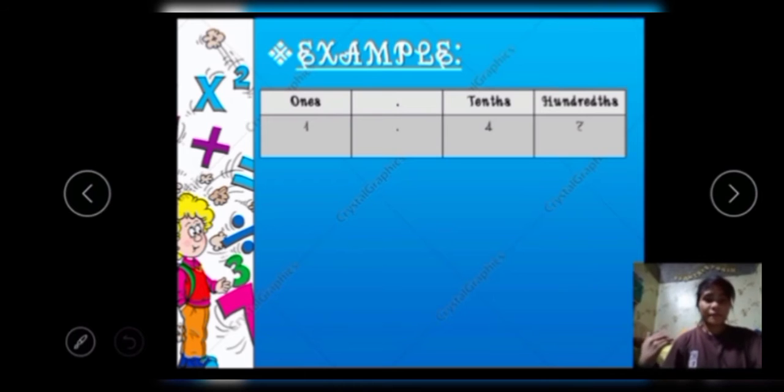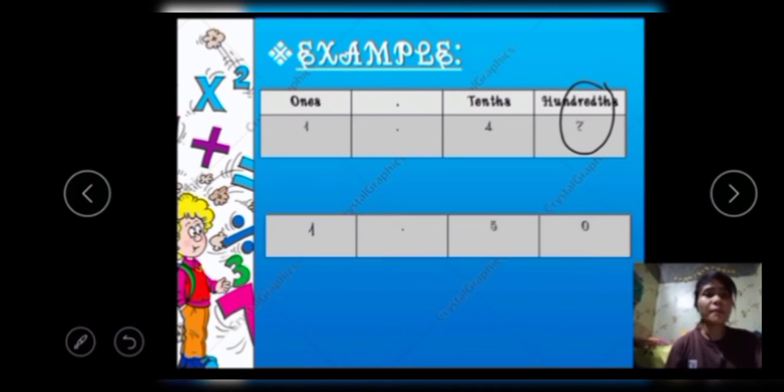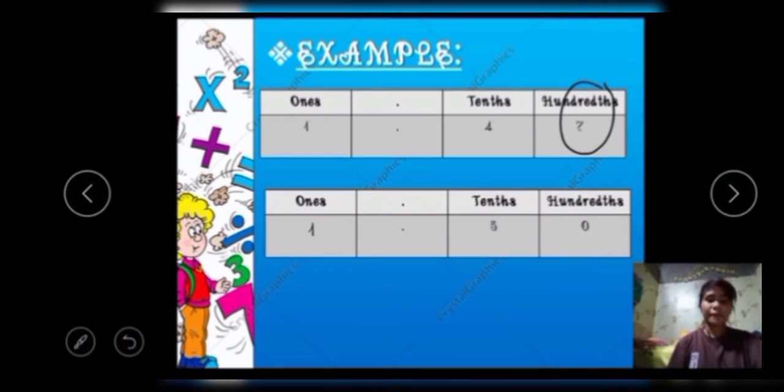1.47. The digit in the hundredths place is 7. So, we round up and we get 1.50.